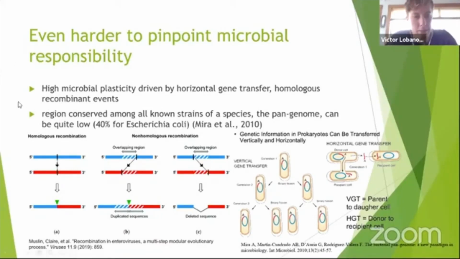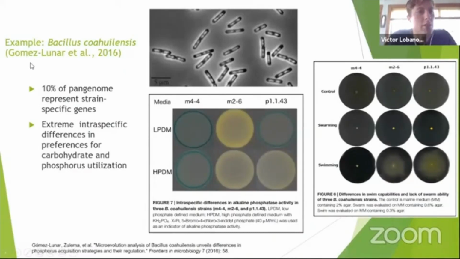Another thing that makes things difficult is that the amount of conserved DNA within a single species can be quite low. So for Escherichia coli, it's 40% of the genome that is preserved across all subspecies, meaning that humans are more closely related to bananas than one strain of E. coli would be to another strain of E. coli. And for Bacillus subtilis, it's around 20%, and it really can vary widely. So here, 10% for this example of Bacillus.